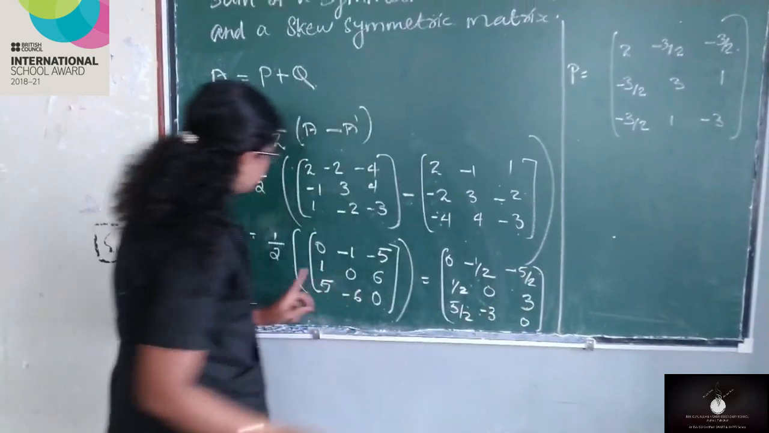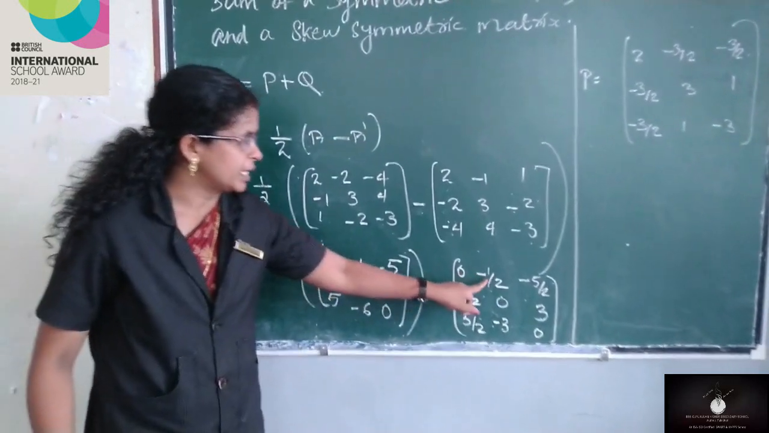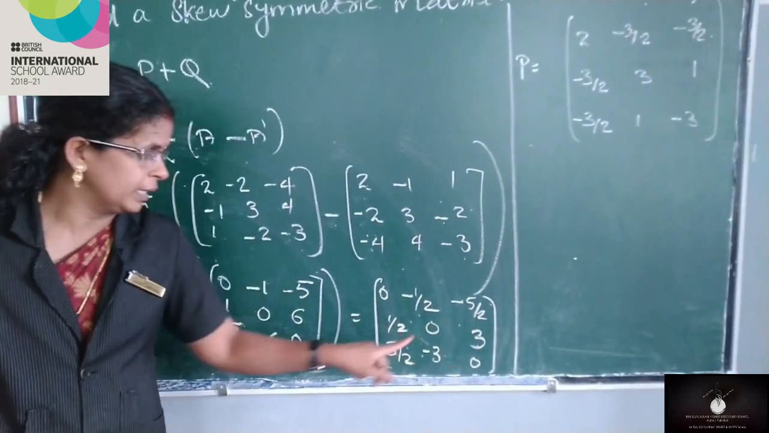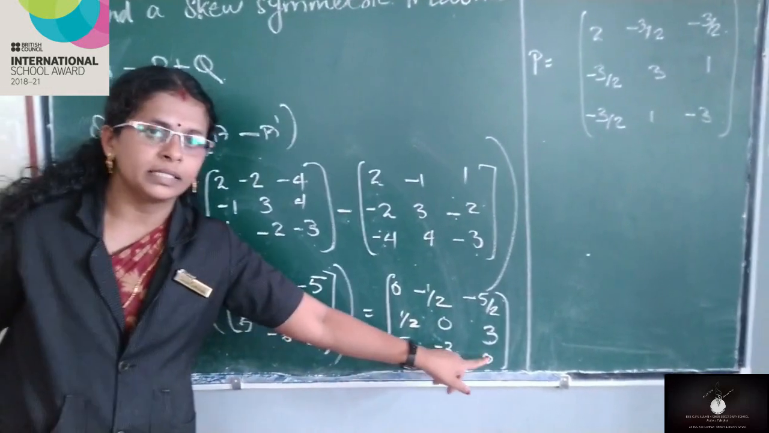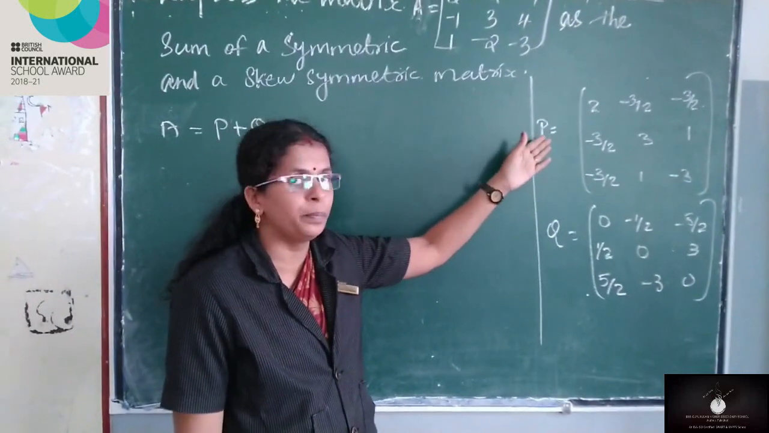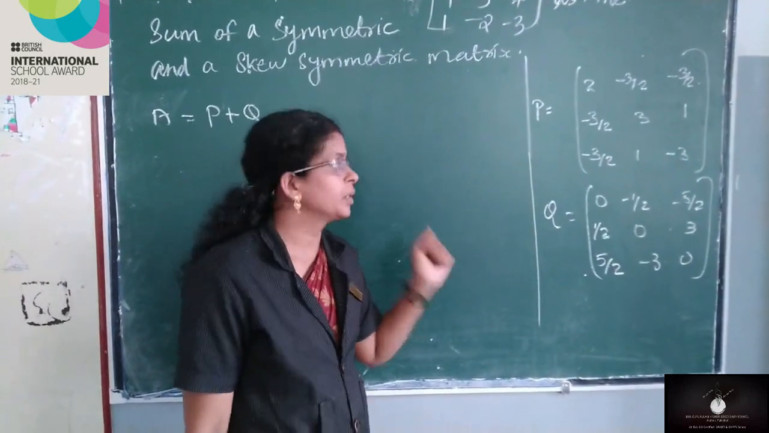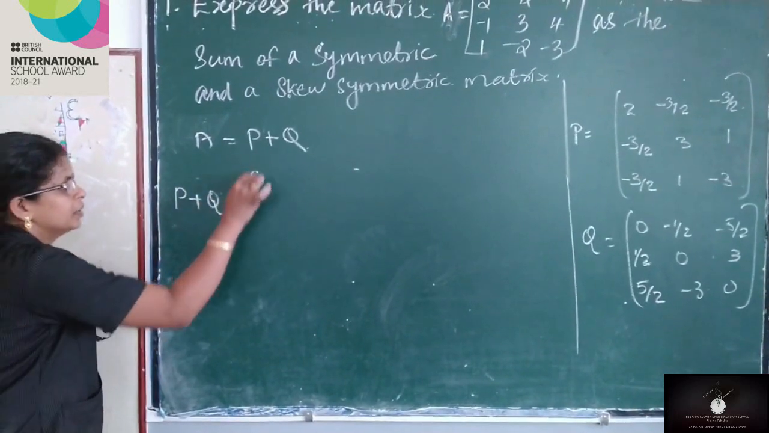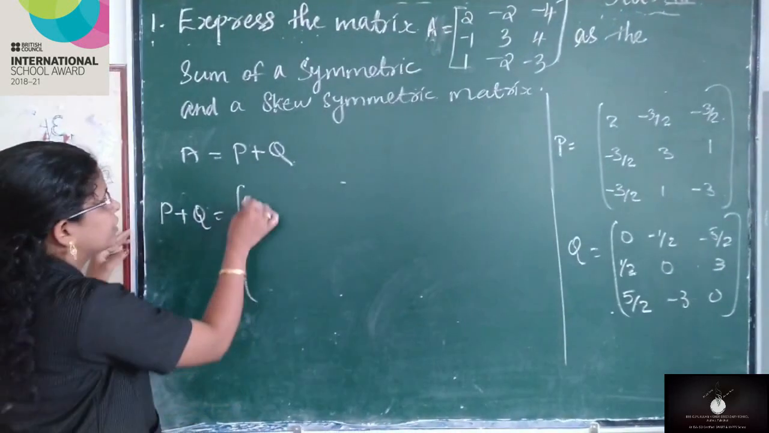So we got Q equal to 0, minus 1 by 2, minus 5 by 2, 1 by 2, 0, 3, 5 by 2, minus 3, 0. Now we got P and Q. Okay, the next P plus Q. So P plus Q equal to matrix. P is equal to what we got now?